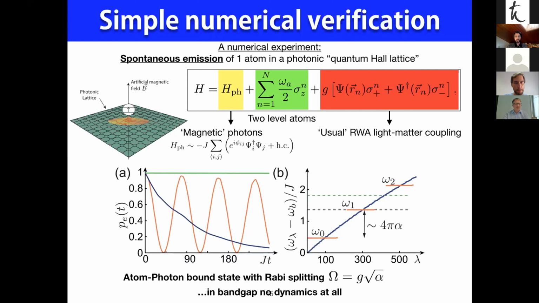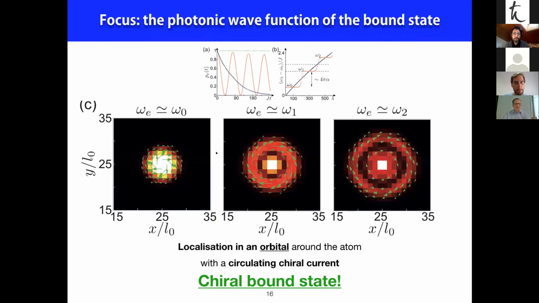Then one can ask what happens if I am in the band gap. Actually, nothing happens. The atom simply doesn't evolve at all. There are no states available to do any evolution. So really, the main physics of this single atom, single photon in this photonic lattice is basically to form these bound states.